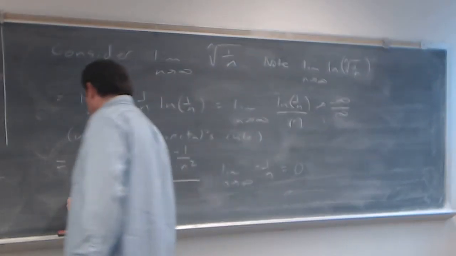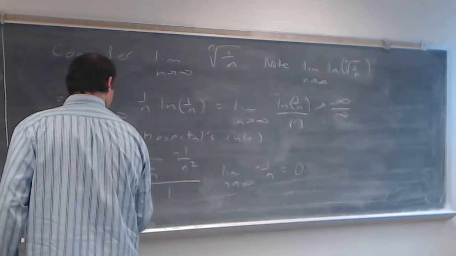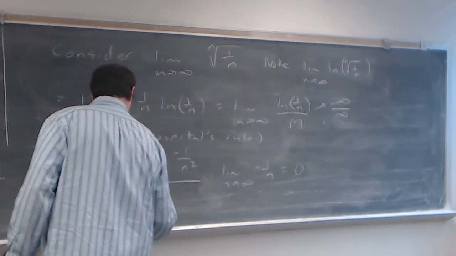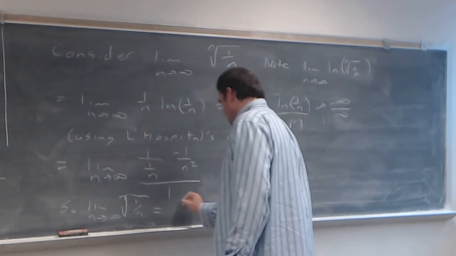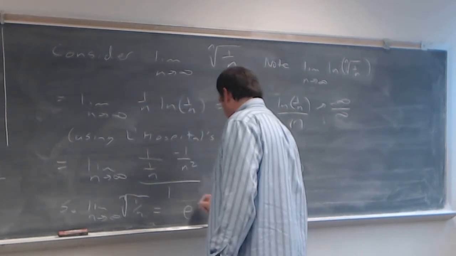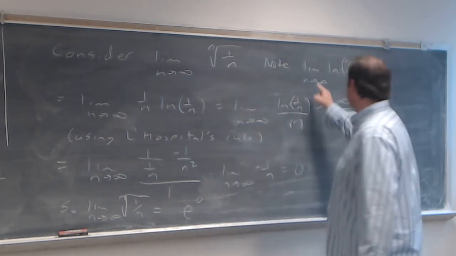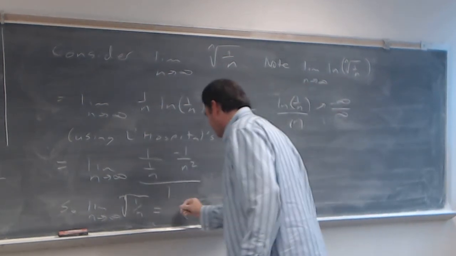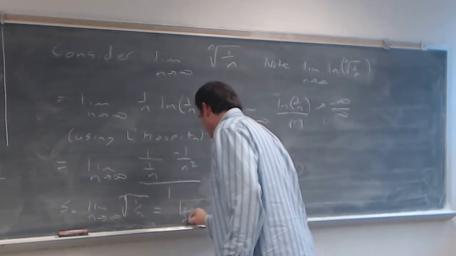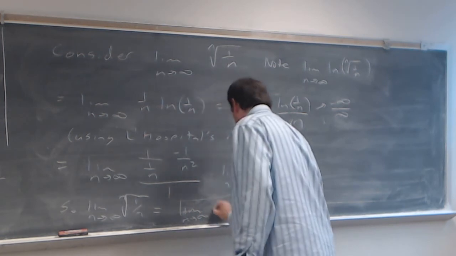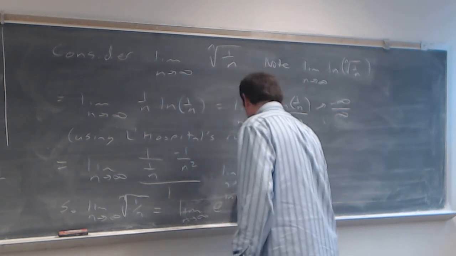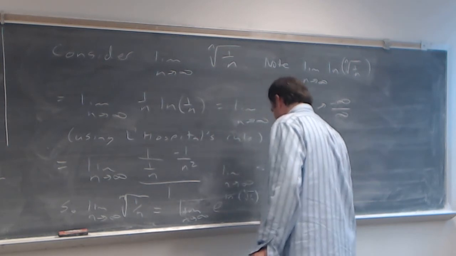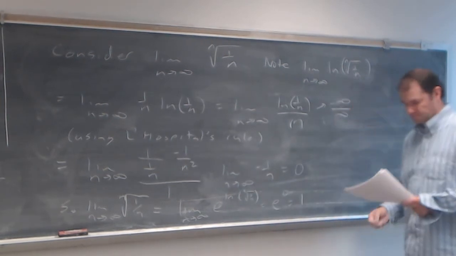Now, that gives that the limit as n goes to infinity of the nth root of 1 over n is going to be equal to e raised to the 0. That is, let me write it down, it's equal to the limit as n goes to infinity of e raised to the ln of the nth root of 1 over n, which equals e to the 0, which equals 1. Okay.